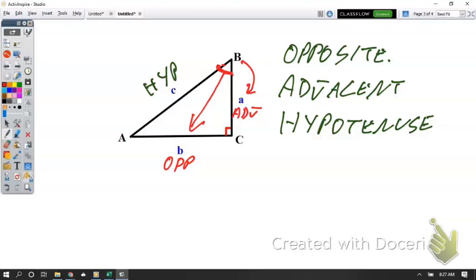Also, because of this, we're never going to be looking at opposite or adjacent to angle C, the right angle, because this is always talking about the opposite leg or adjacent leg, never the hypotenuse on those two.